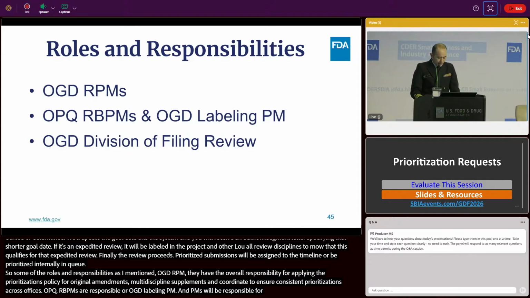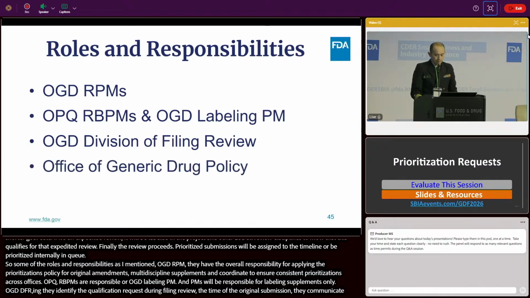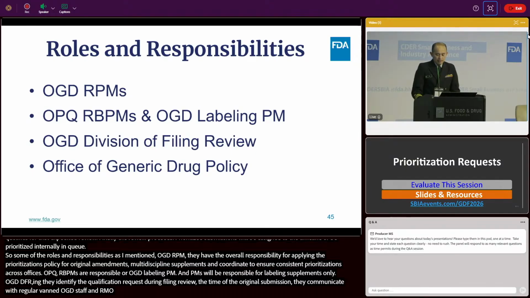OGD DFR identify those prioritization requests during filing review. So at the time of the original submission, they'll communicate with relevant OGD staff as well as the RPMs. OGDP will work with RPMs and DFR staff to identify and validate prioritization for original ANDA amendments and supplements.